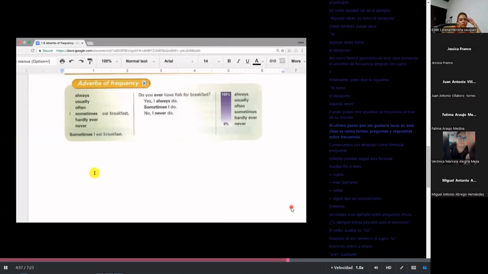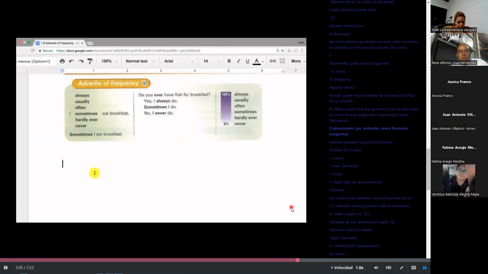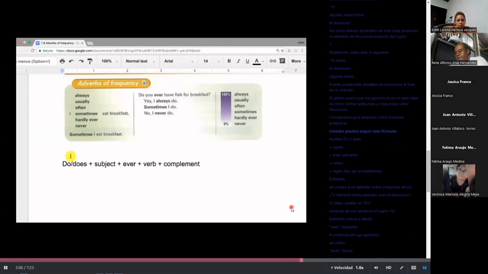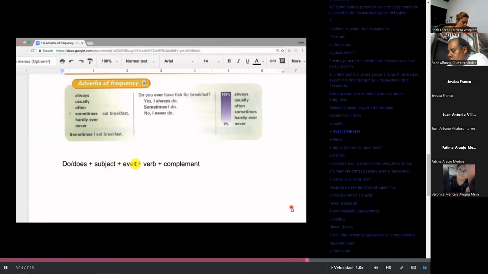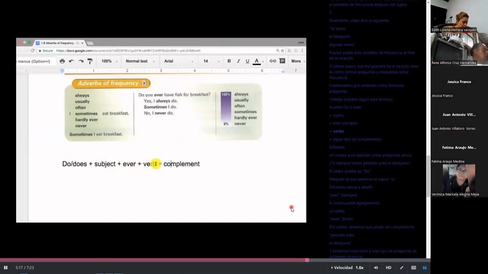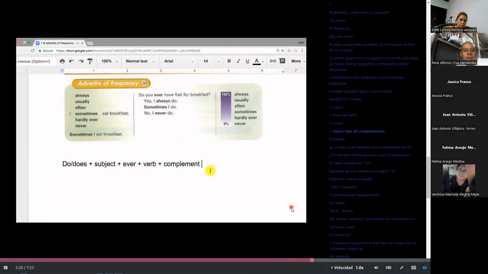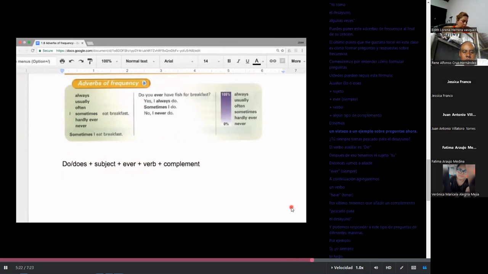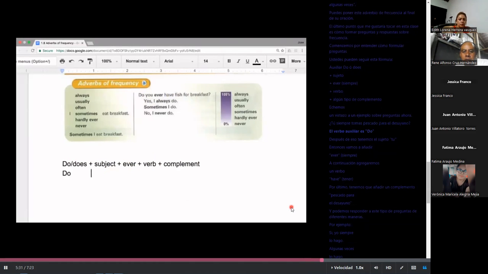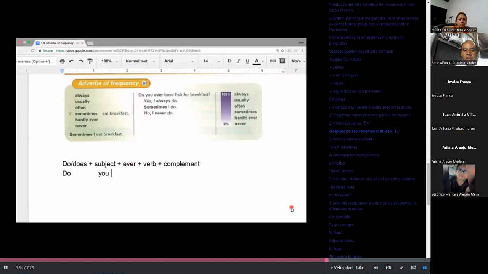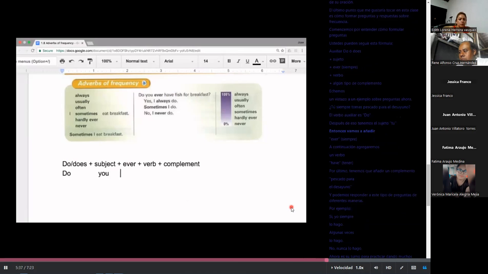The last point that I would like to touch in this class is how to form questions and answers about frequency. Let's start by understanding how to form questions. You may follow this formula: auxiliary do or does, plus the subject, plus ever, plus the verb, plus some kind of complement. Let's take a look at the example question now. Do you ever have fish for breakfast? The auxiliary verb is do. After that, we have the subject, you. Then we will add ever.